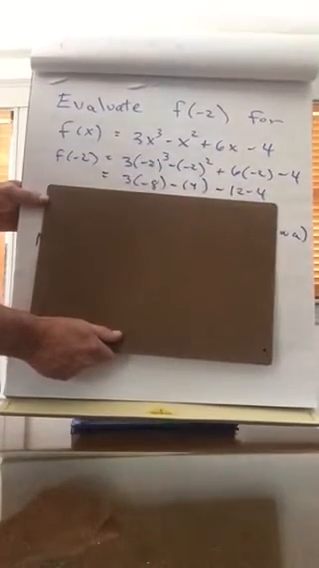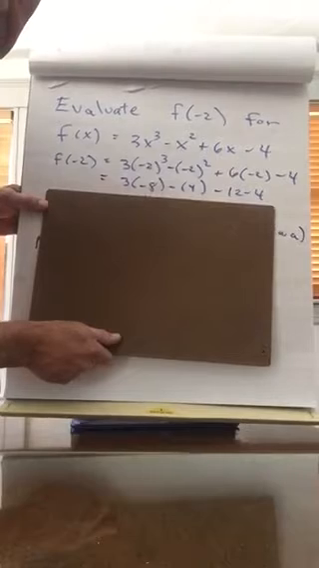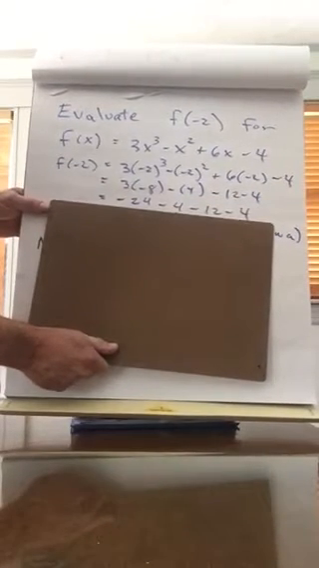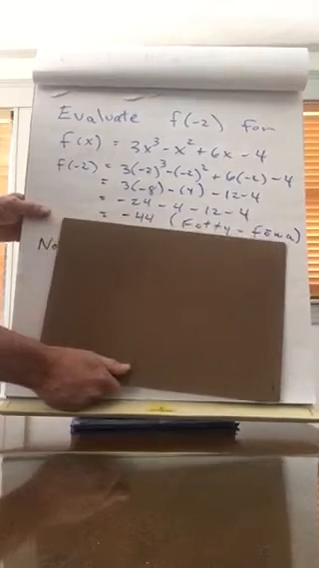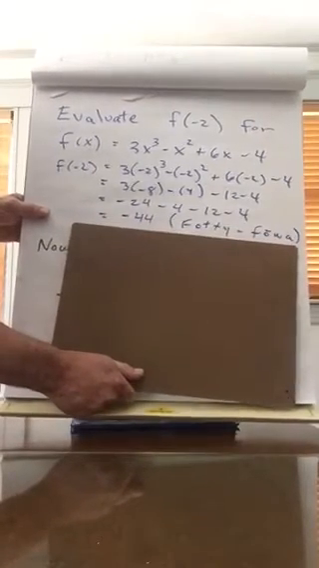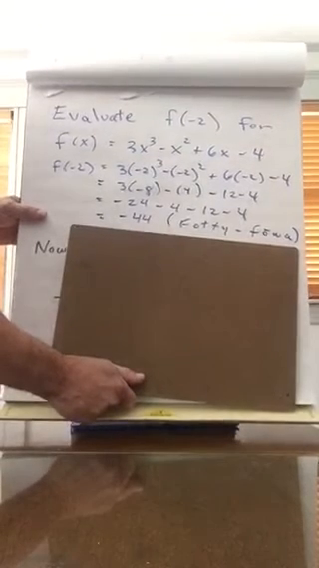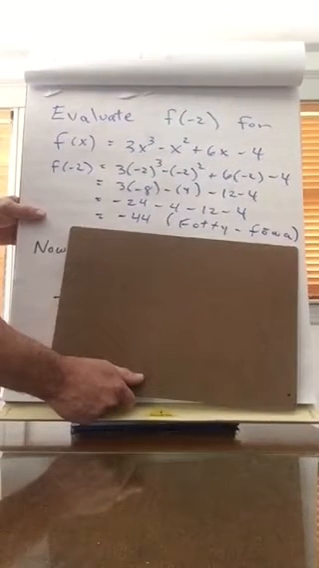You can follow this along. You have the ability to pause it and rewind and all that. So you get to that, and we get -44, or as my dad would have said, 44. All right, so f of -2 is 44.